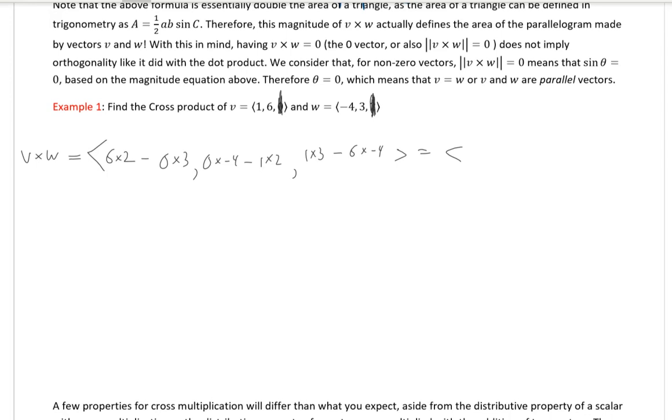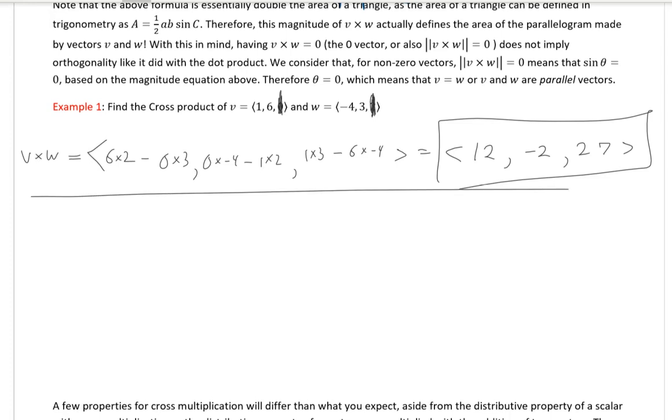That will result in 6 times 2, which is 12, minus 0. So 12. 0 times -4, okay, 0 minus 2. And then 1 times 3 minus 6 times -4, which is plus. So that's plus 24, and 3 is 27. And that should be it. Again, that's the algebraic definition. If you want to use this as vectors instead, or matrices, that's fine.